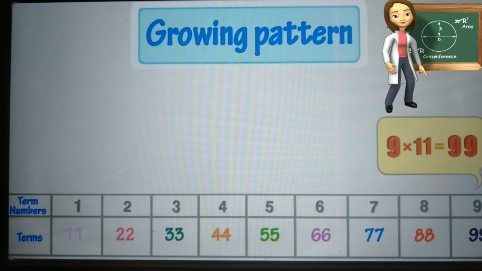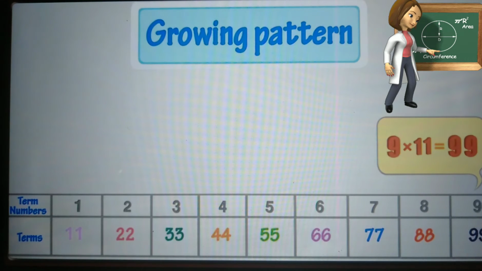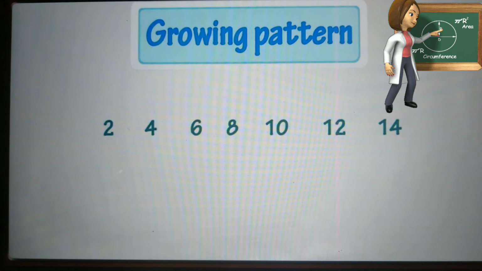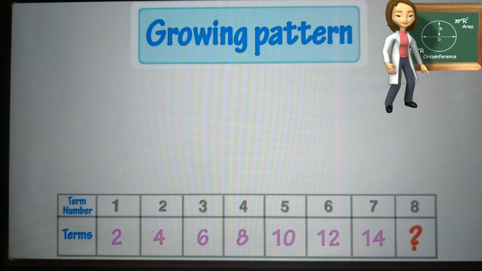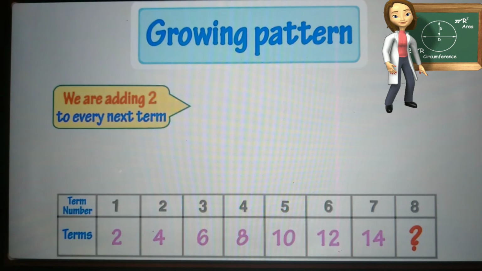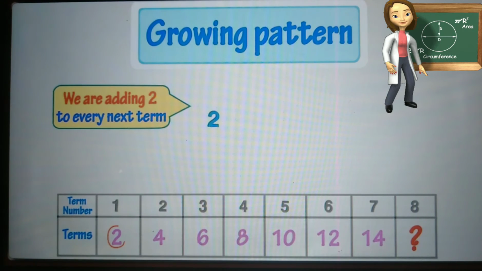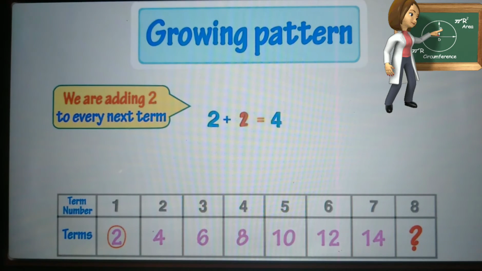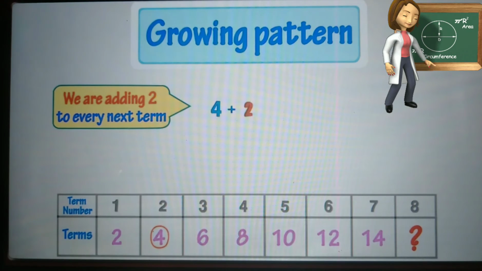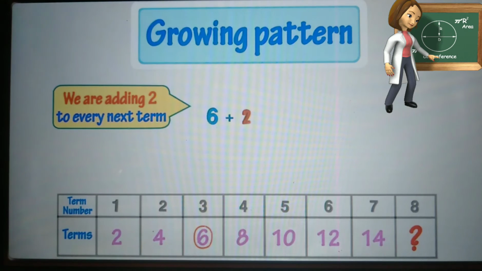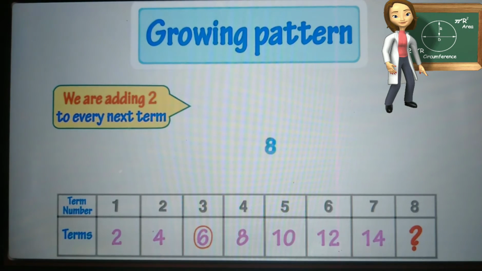Now, let's see more examples of growing patterns. Here, what should be the next term? Here we have two ways to find the next term. One is we are adding 2 to every next term. 2 plus 2, we are getting 4. 4 plus 2, we are getting 6. 6 plus 2, we are getting 8.